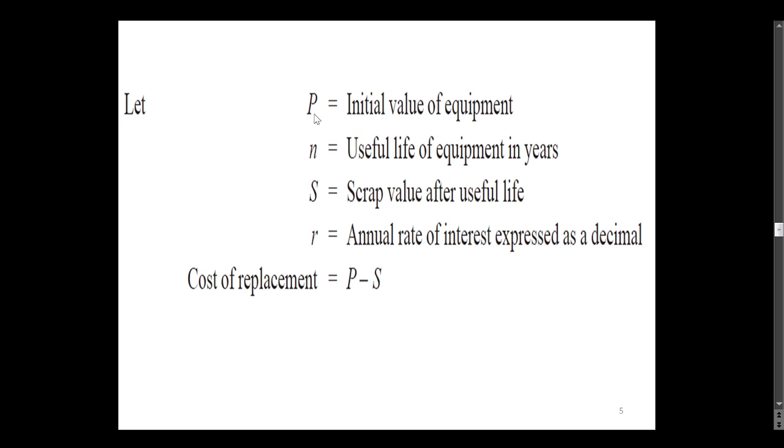Let us consider P is the initial value of the equipment, N useful life of the equipment in years, S is the scrap or salvage value after useful life, R is the annual rate of interest expressed as a decimal. Cost of replacement will be equal to P minus S.